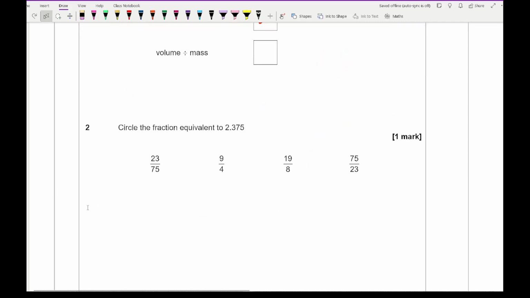Then looking at question 2, it says circle the fraction equivalent to 2.375. For this one, all you need to do is simply type these fractions into your calculator and press your SD button. So for example, work out 9 over 4, 19 divided by 8, and 75 divided by 23, and you're looking for which one gives you an answer of 2.375. Well, it's going to be our third option.